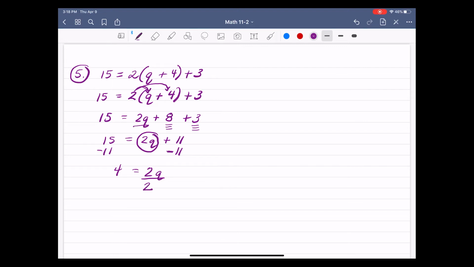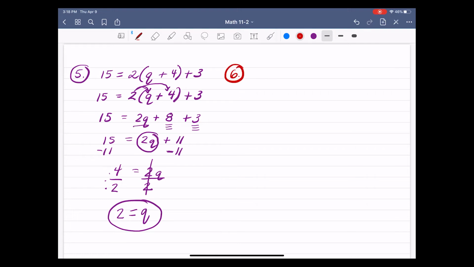If I divide the right by 2, I have to go over to the left side of the equation and divide by 2. 2 divided by 2 is 1. 1 times q is q equals 4 divided by 2 is 2. Our answer is 2 equals q. Isn't this fun?